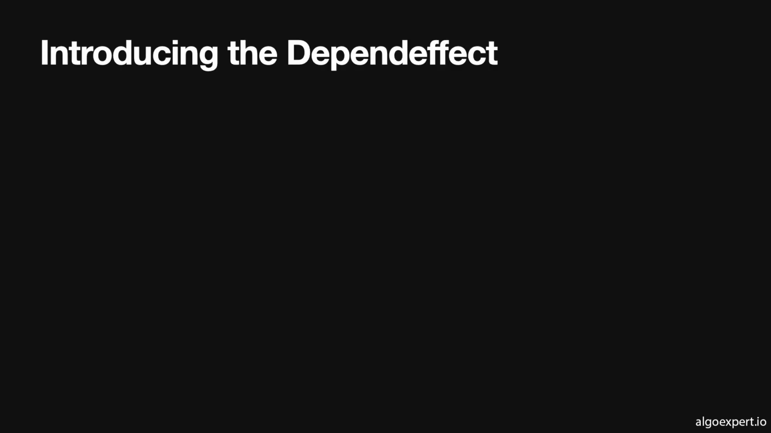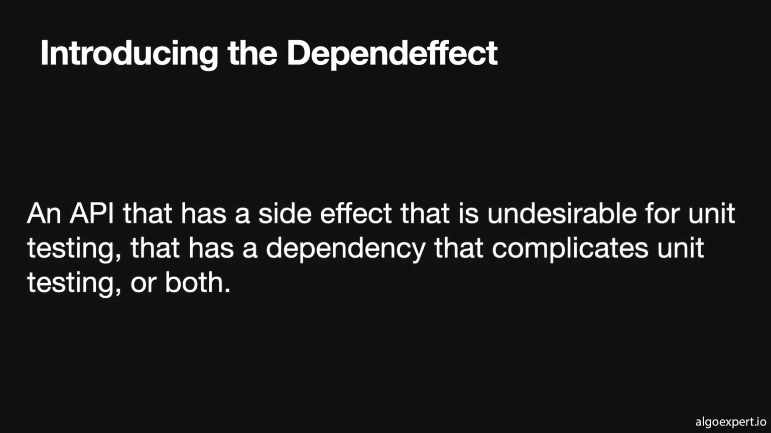I've been referring to dependencies that complicate unit testing and to side effects that are undesirable. One API, for example Weather Requester, can present both challenges. I propose one word, dependeffect, to encompass both. The novelty of this word, free of semantic baggage, is a recognition that not all dependencies complicate unit testing and that not all side effects are undesirable. A dependeffect is a special kind of dependency and/or side effect.